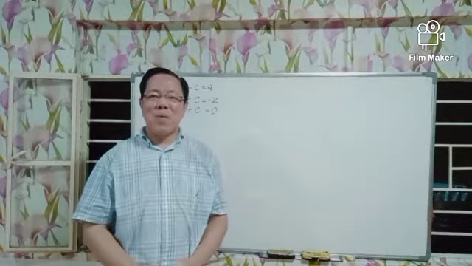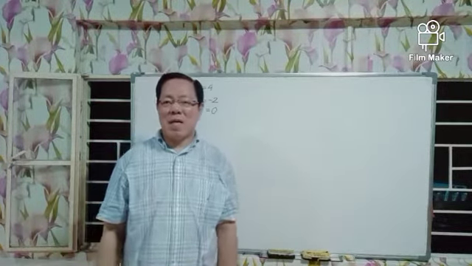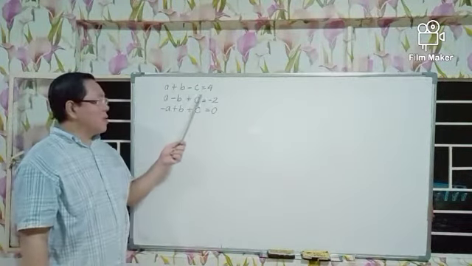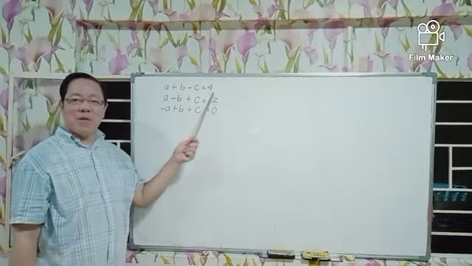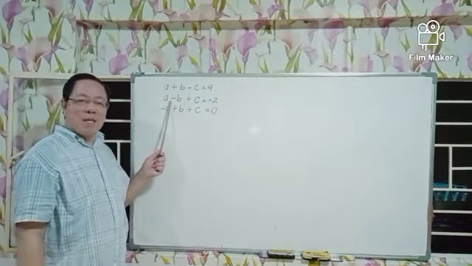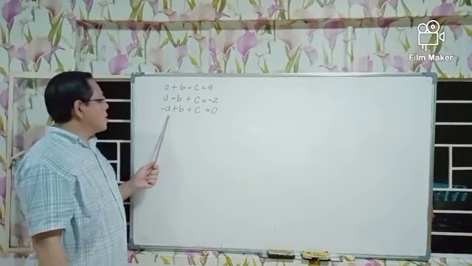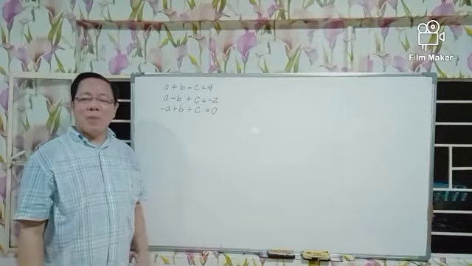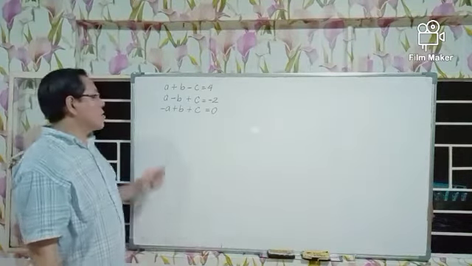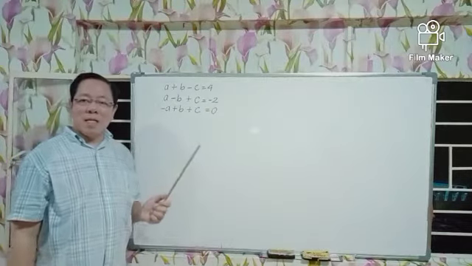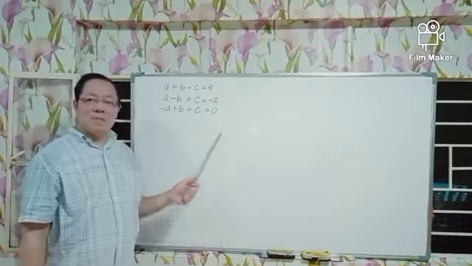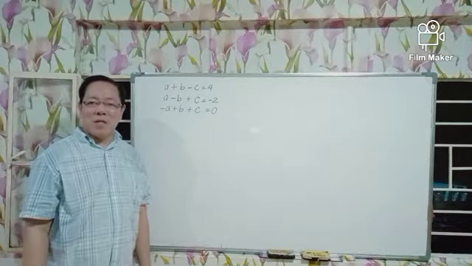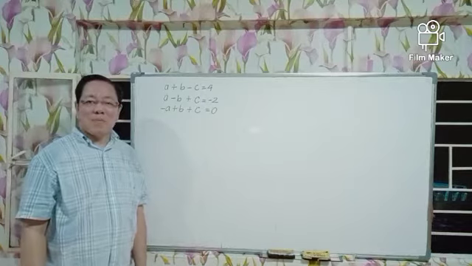For our second example, consider the following system of linear equations. We have a plus b minus c equals positive 4. A minus b plus c equals negative 2. Minus a plus b plus c equals 0. In this system of linear equations, we have three linear equations and three variables, a, b, c. Therefore, the method for solving system of linear equations using inverse will apply.